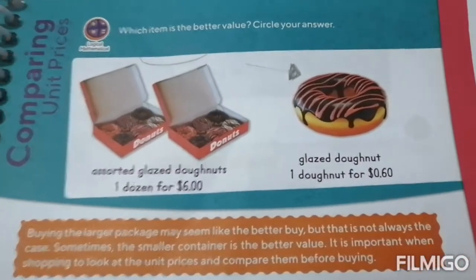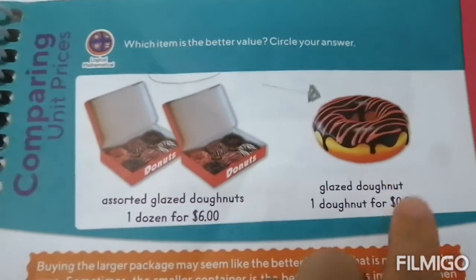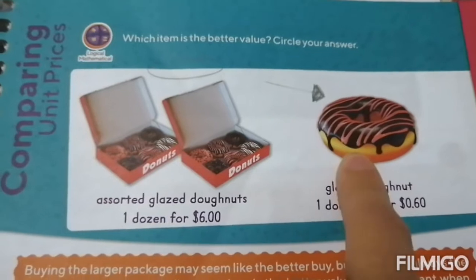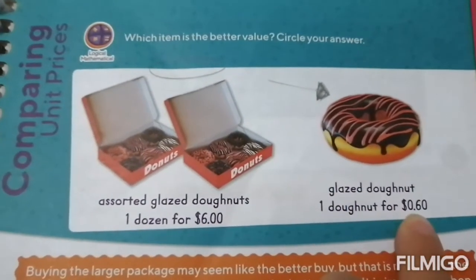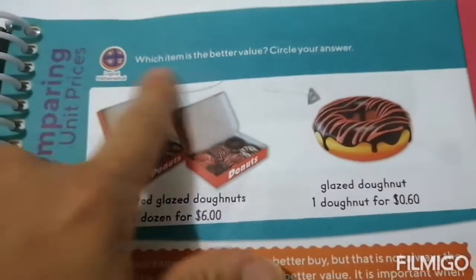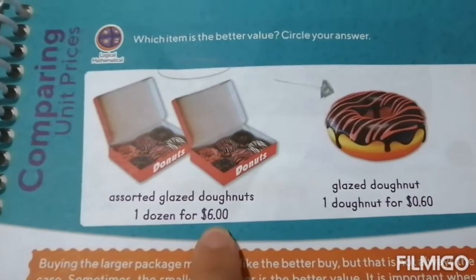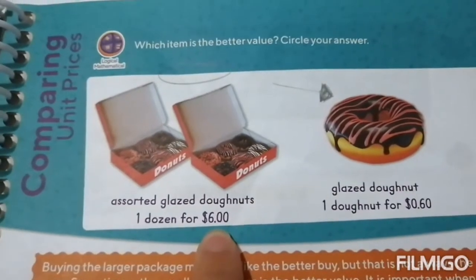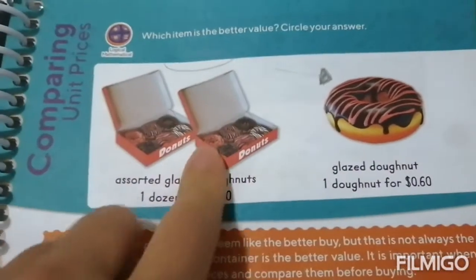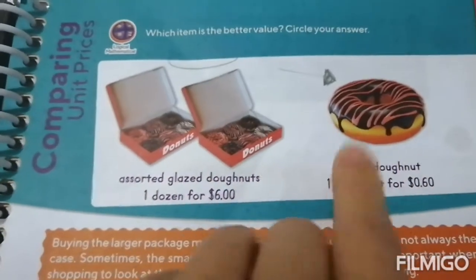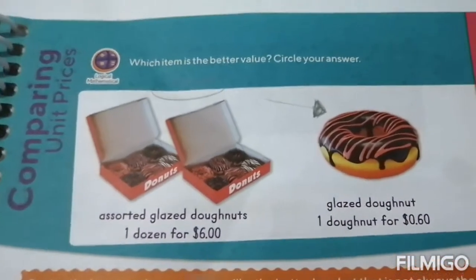The unit is the item that you are going to compare or see the price. In this case, the unit is a donut and this donut is $0.60. But here the dozen, the complete dozen, is $6. So you must decide and make your choice of which is better, the dozen of donuts or only one single donut. Why and how are you going to do it? Well, listen to the next thing.